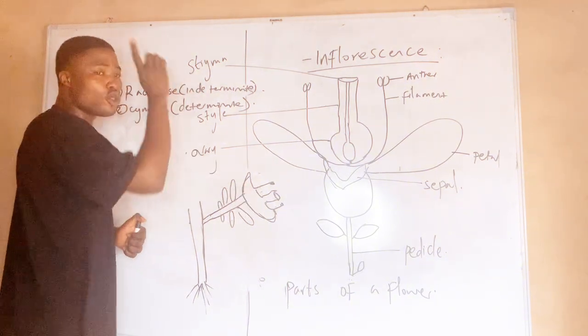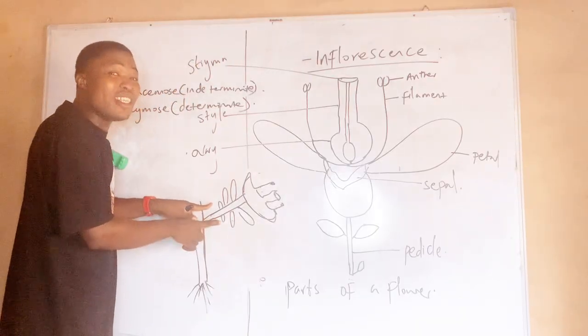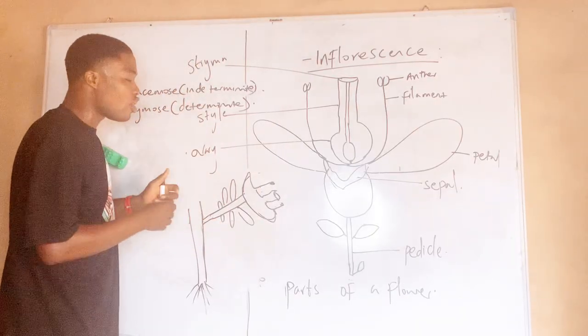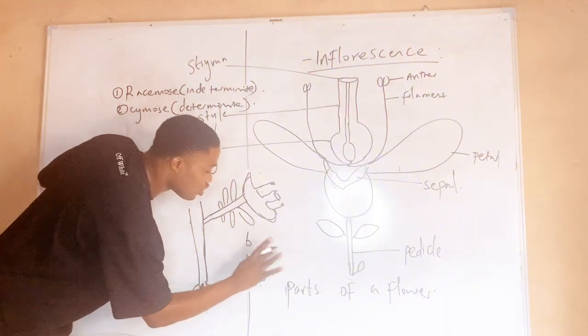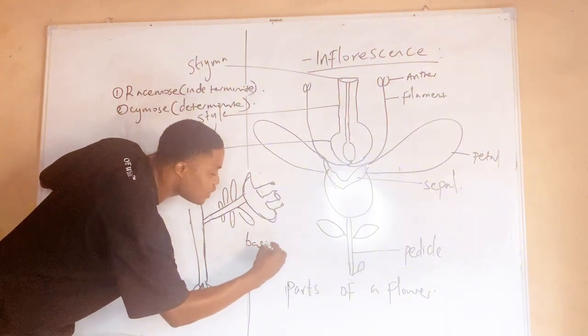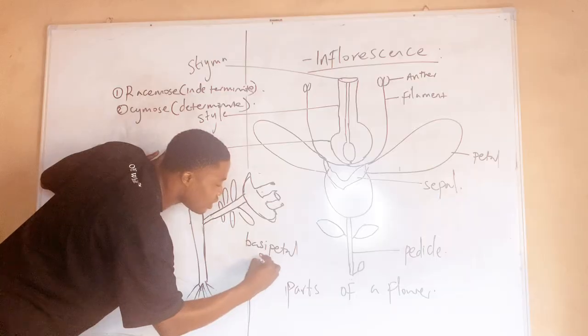So older flowers grow on top, and the younger flowers begin to grow under the older flowers, such that it forms what we call a basipetal succession. That's what we call it in botany. It's called a basipetal form, basipetal succession.